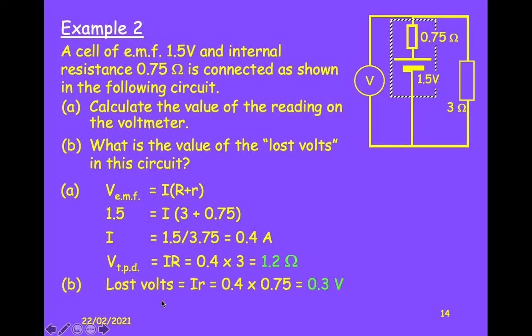The lost volts. So there's two different ways to work out the lost volts. We can just do the difference between the two. So we already know that the EMF is 1.5. So you can just do 1.5 take away 1.2, which would give you 0.3 volts. Or you can say that lost volts is equal to I times little r. So the I is 0.4, little r is 0.75, and that gives us the 0.3 volts. Okay, so it's just two different ways to work out the same thing, and that should be a voltage sign. I'll correct that on the one that I'll upload.